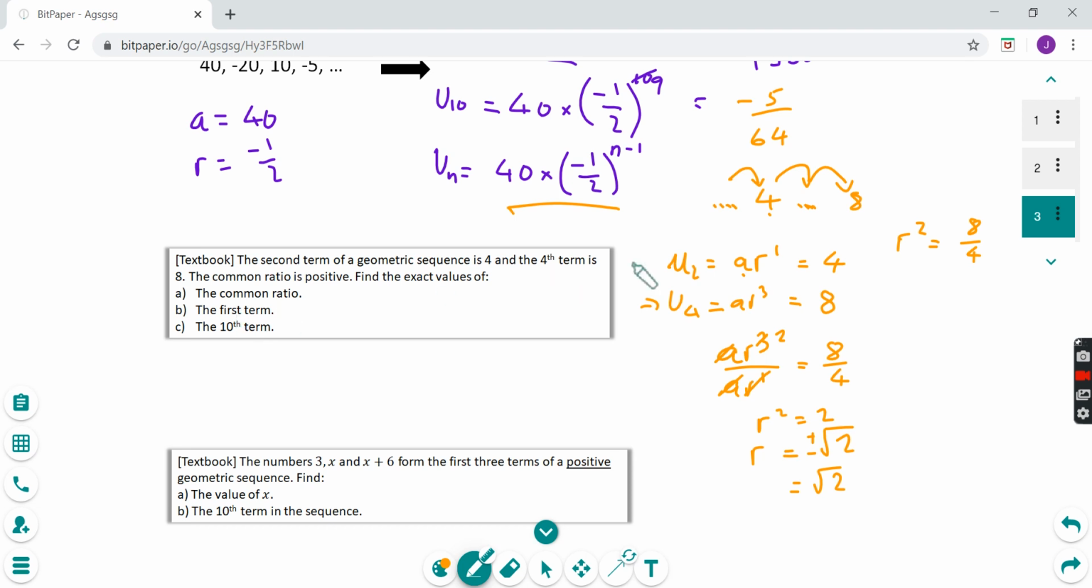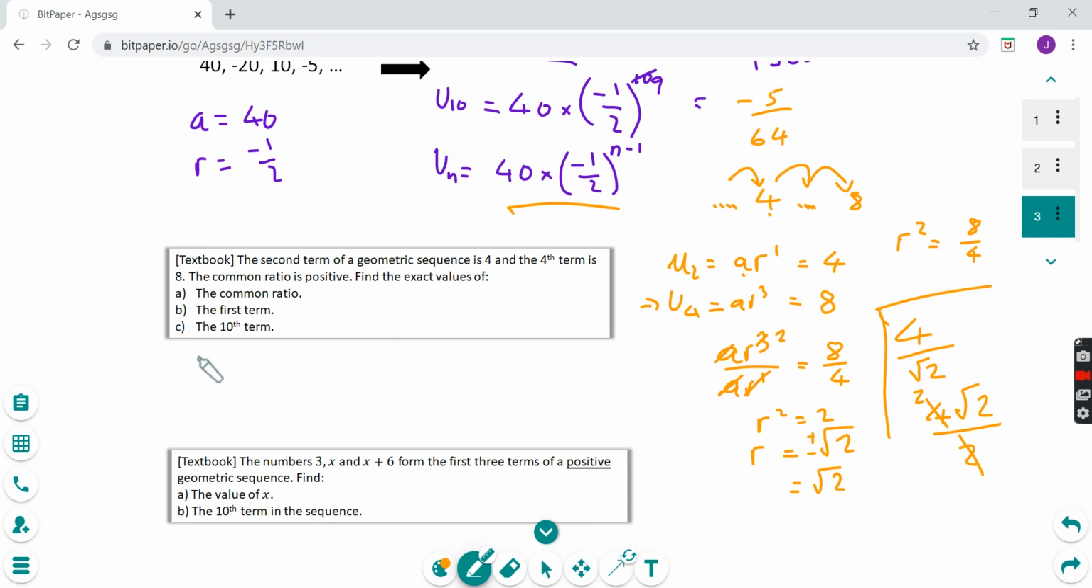What's the first term then? Well, we know that the second term is 4, so to go backwards we'd have to divide. So it's going to be 4 divided by root 2. And if you rationalize that, what will you get? Well, you'll get 4 root 2 over 2. So that's going to be 2 root 2.